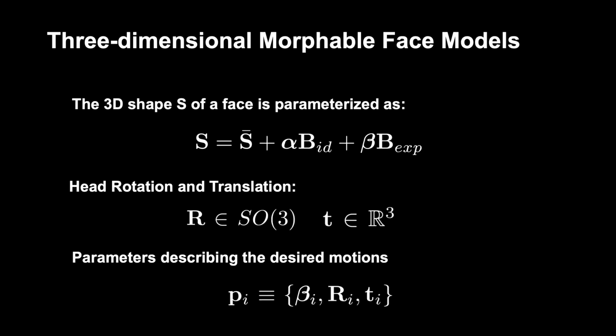The proposed PIRenderer uses a subset of 3DMM parameters as a motion descriptor. In this model, a 3D face shape is parameterized with alpha and beta describing facial identity and expression respectively. Let's assume a fixed camera model. The desired motion can be clearly expressed with beta, rotation R, and translation T. Please note that we do not use alpha here since the person identities are irrelevant to the target motions.